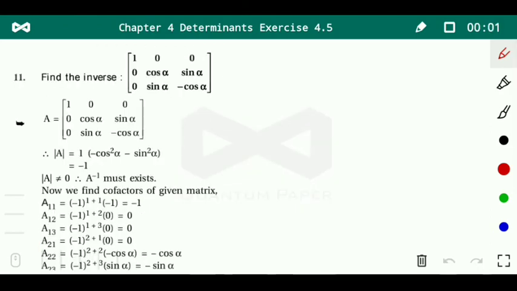Okay, next question number 11. Find the inverse of the matrix 1 0 0, 0 cos alpha sin alpha, 0 sin alpha minus cos alpha. So it's again a very easy question. Simply we have to follow some steps.